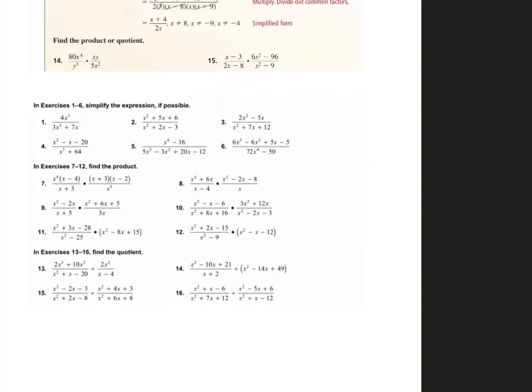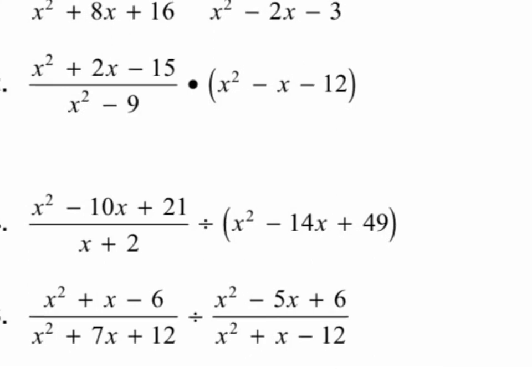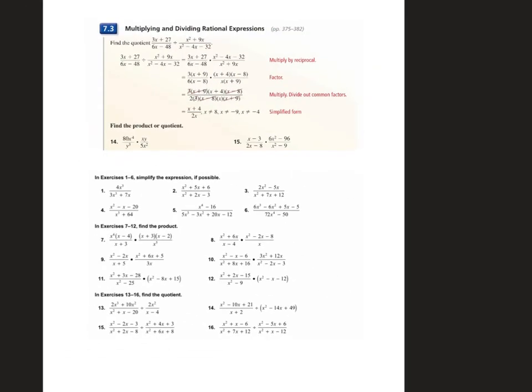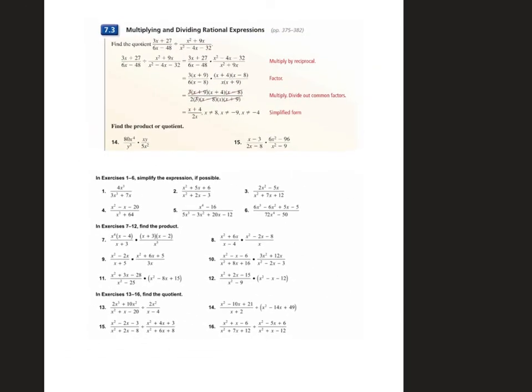All right, let's look at 14. So 14, this one's 14, right? Or this 14? Okay.